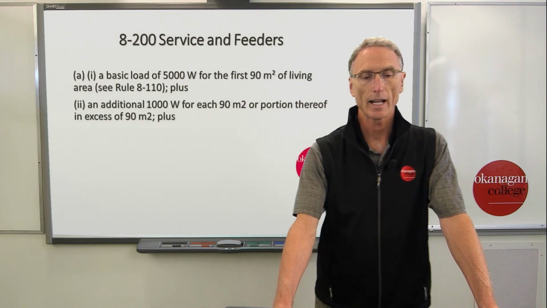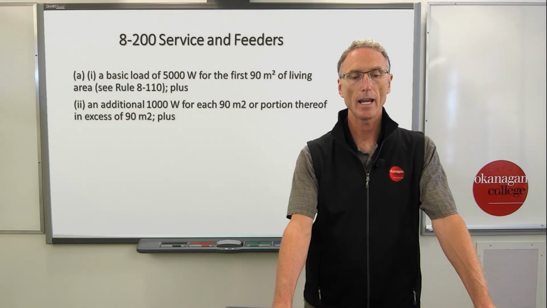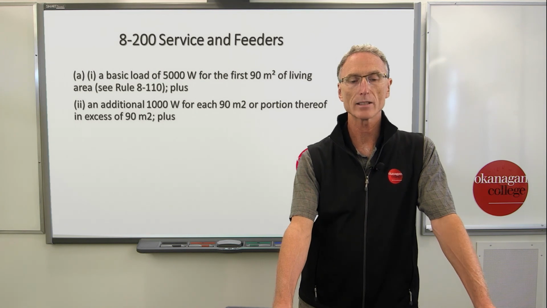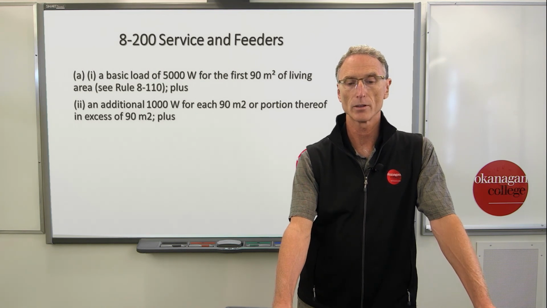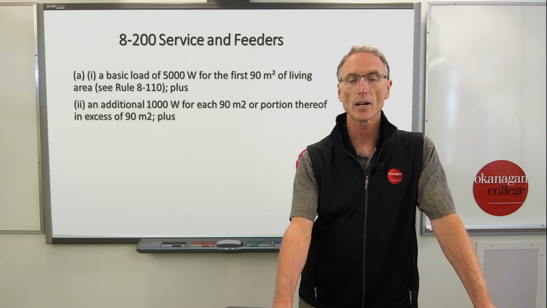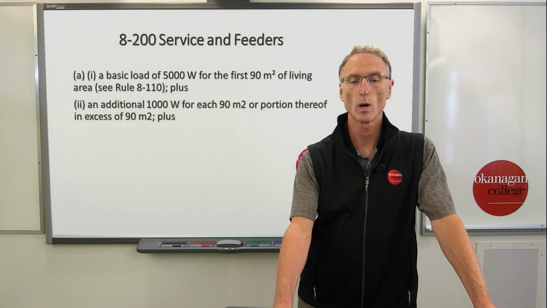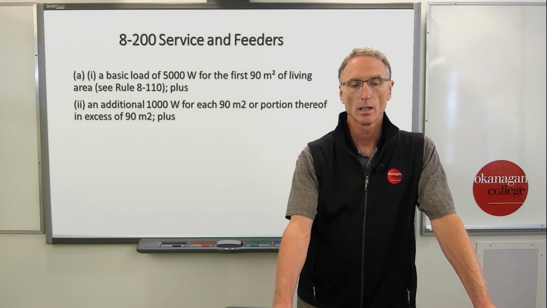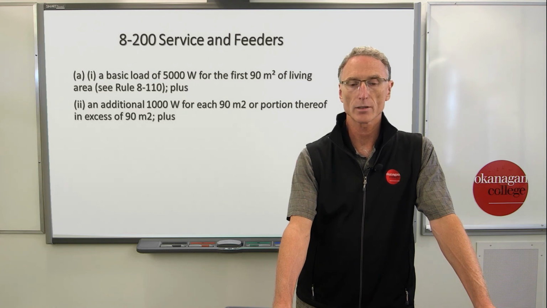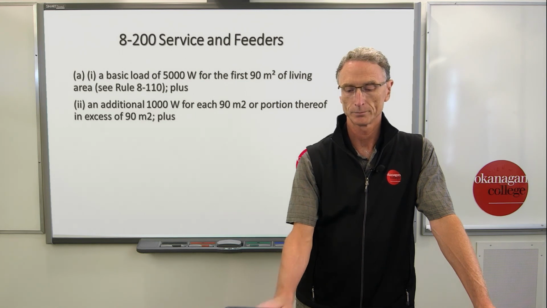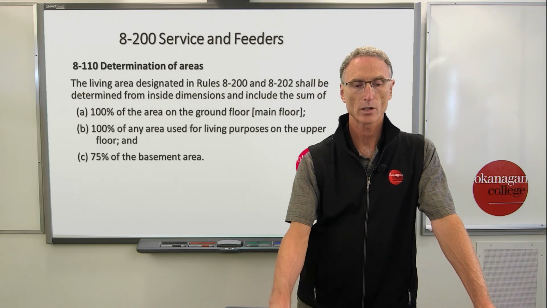So let's have a look at A closely, shall we? A subrule 1 tells us a basic load of 5,000 watts for the first 90 meters squared of living area. And to find out our living area, we're going to have to see rule 8110, and then it tells us plus an additional 1,000 watts for each 90 meters squared or portion thereof in excess of 90 meters squared. So let's have a look at that one, shall we?